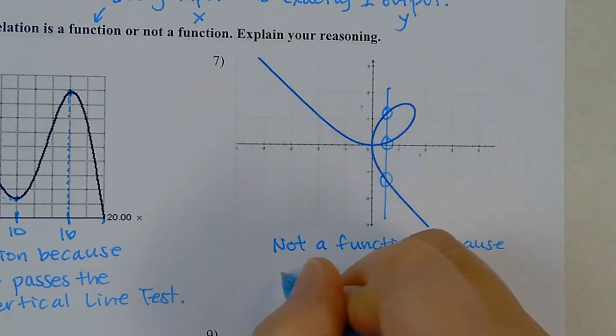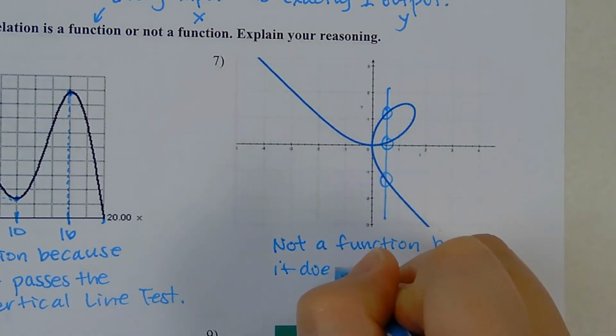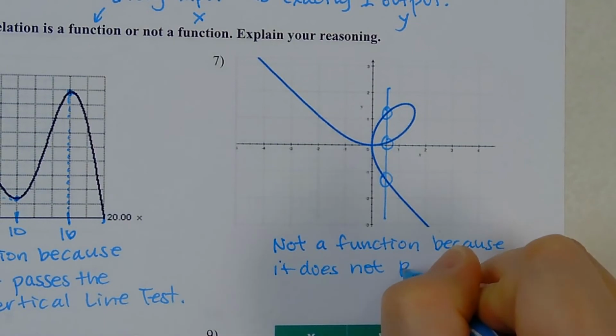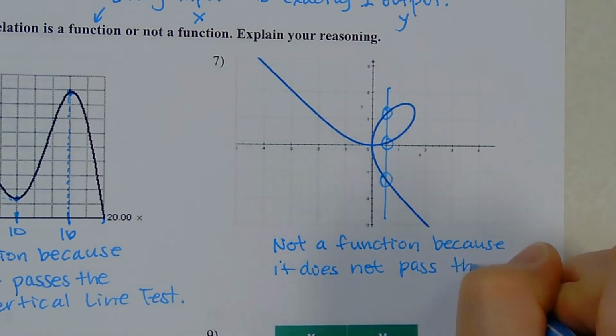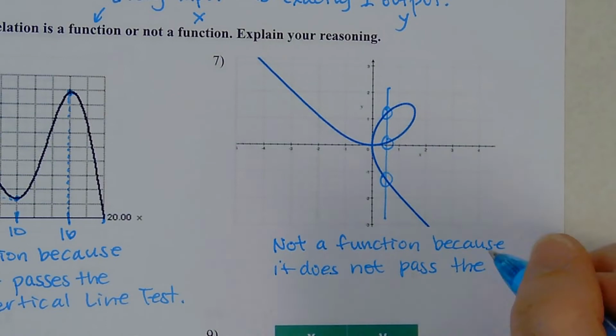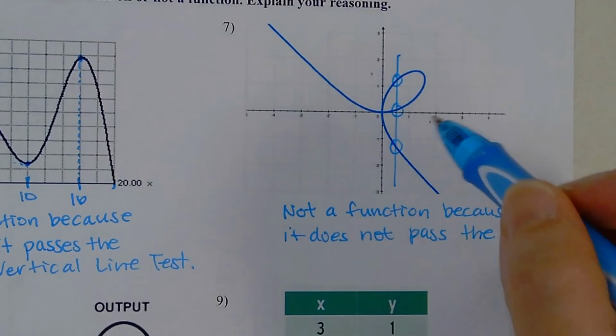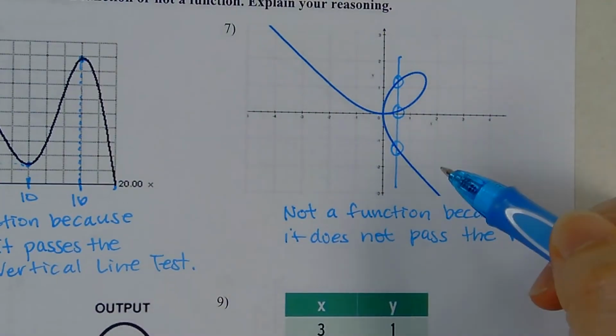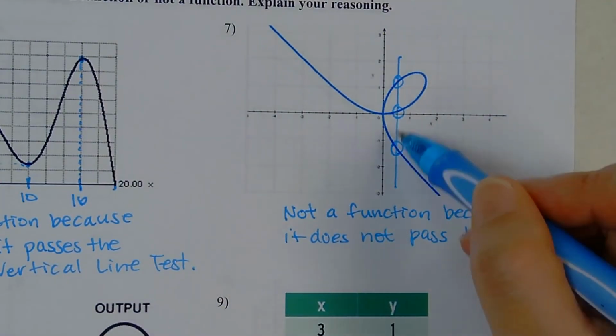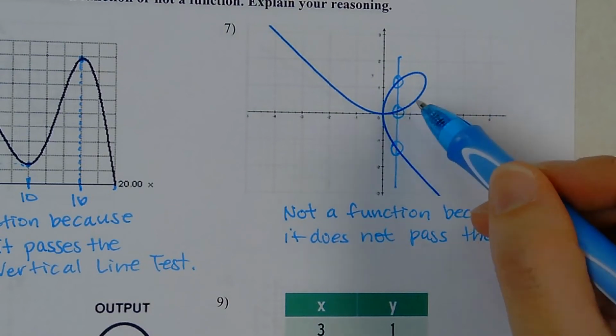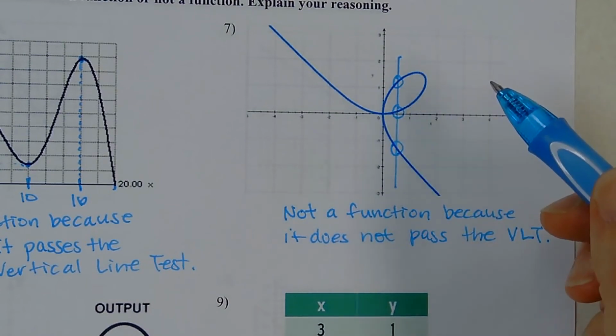Because it does not pass the vertical line test. Okay, I'm going to just say the VLT, if you guys don't mind. All right, it does not pass the vertical line test. Fails it right here. Even at any one point, it crosses like twice. It fails. The whole thing is not a function.